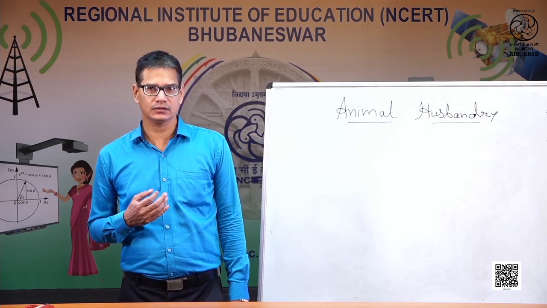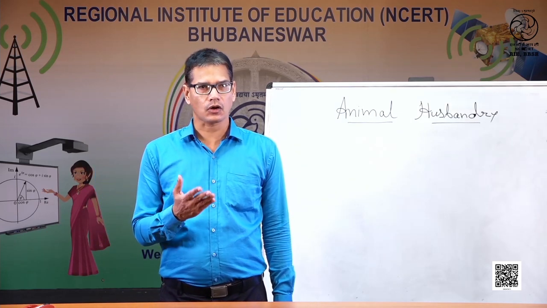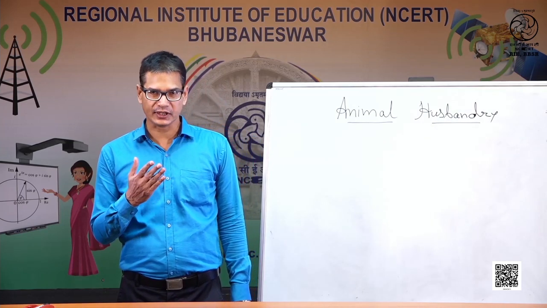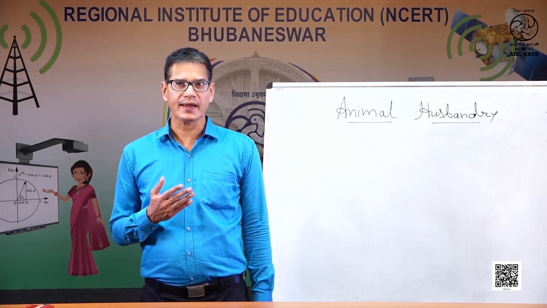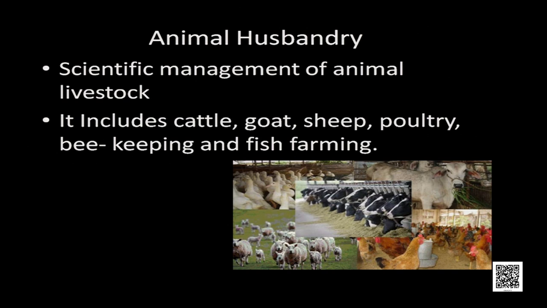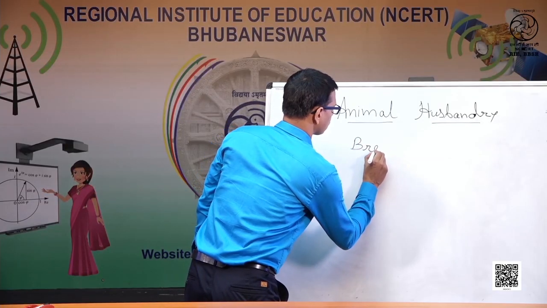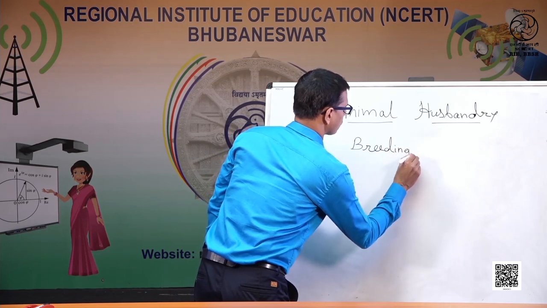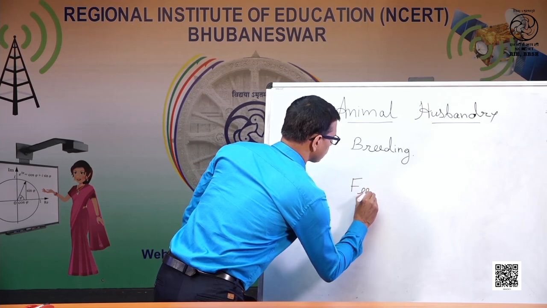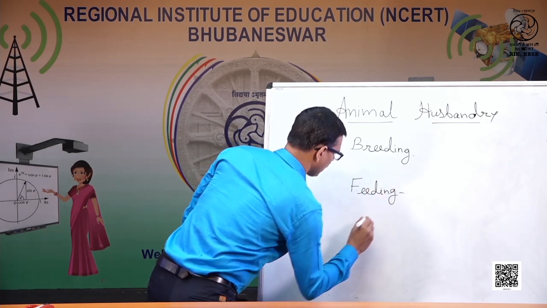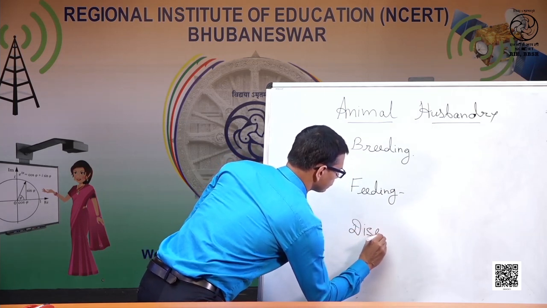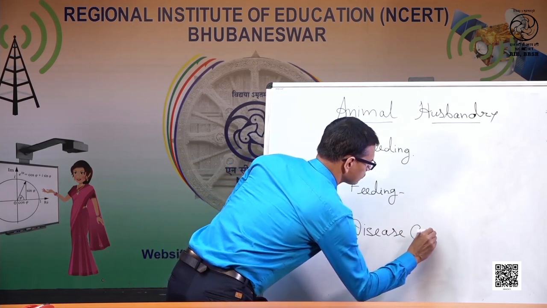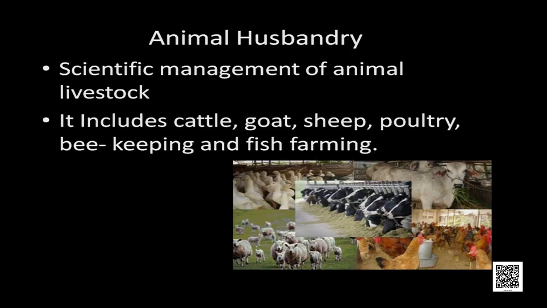Students, in the previous section, we studied crop management, that is, crop variety improvement, crop production improvement, and crop protection improvement. In this session, we will discuss animal husbandry, that means scientific management of animal livestock, and it is management of breeding, feeding, and disease control. It includes cattle, goat, sheep, poultry, beekeeping, and fish farming. We will see one by one.